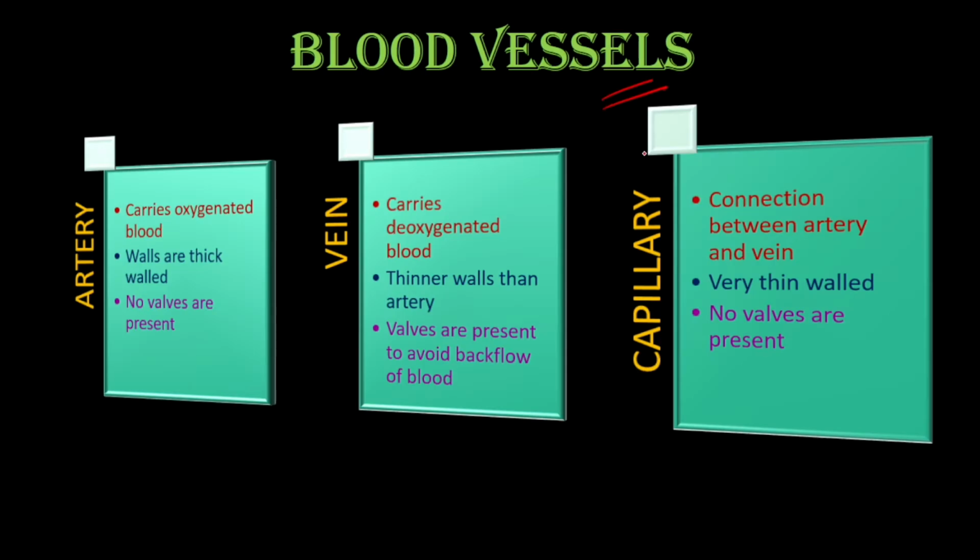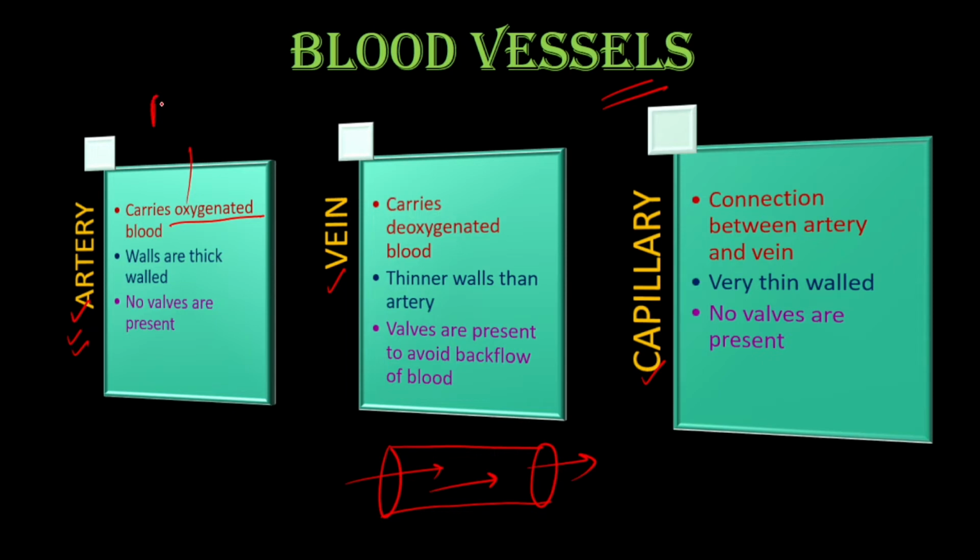Now the next point is blood vessels. These are the tubular structures inside which the blood flows, right? These are three in number: artery, vein and capillaries. We will see the detailed structure of these blood vessels. First of all, see the main points. Arteries always carry oxygenated blood. Oxygenated means pure blood, right?